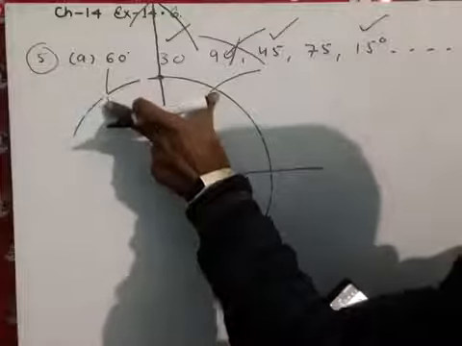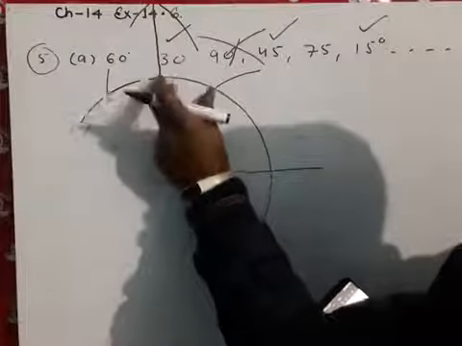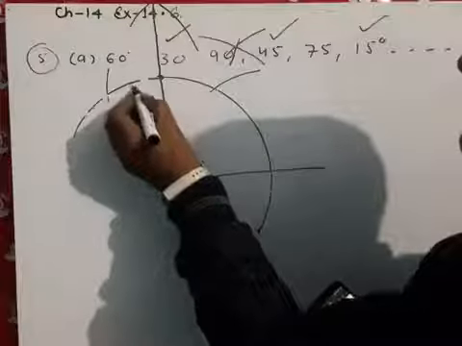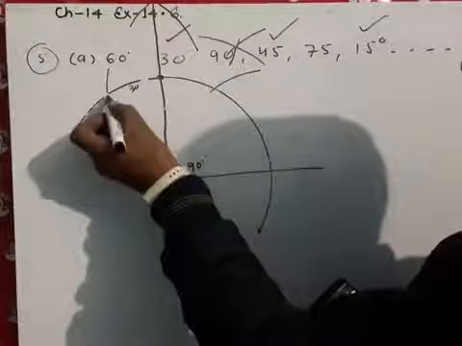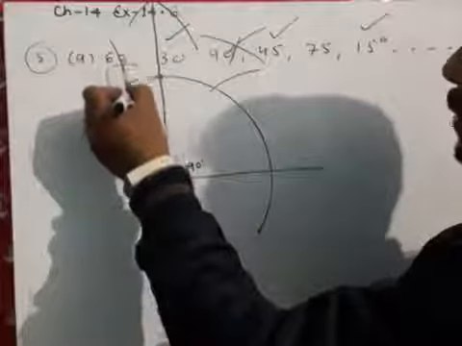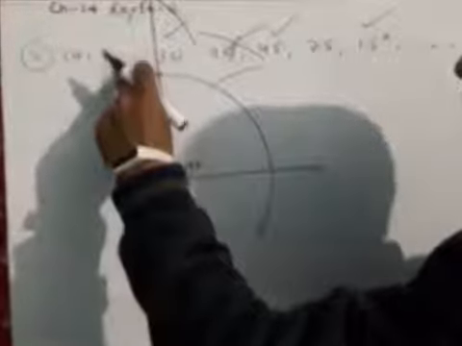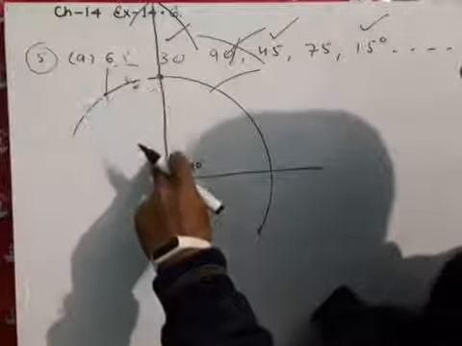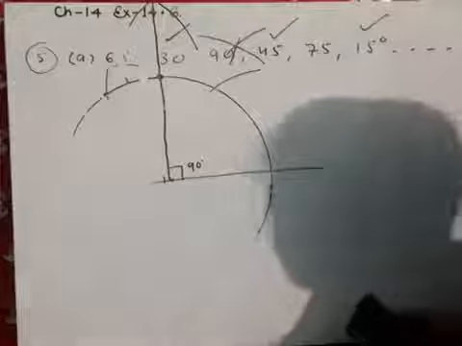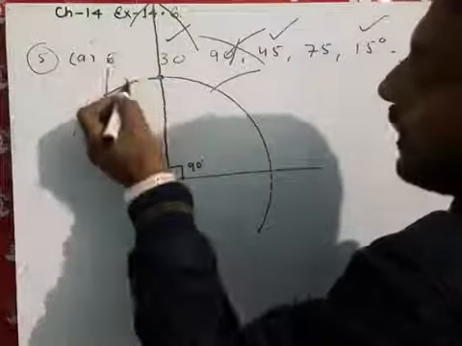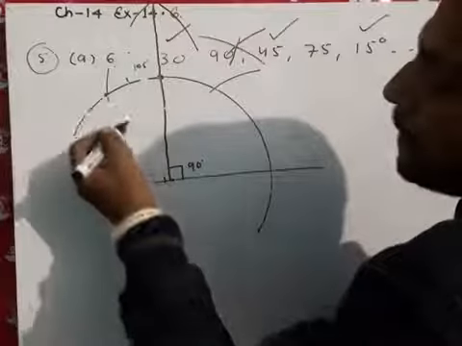Suppose this portion is 60 degrees. If we take the half, then half is remaining here. That means 30 degrees is remaining here. So 90. Now we have to draw the bisector of this portion also and join this. So 90, and if we join here, it becomes only 105 degrees, but we have to draw 135 degrees.